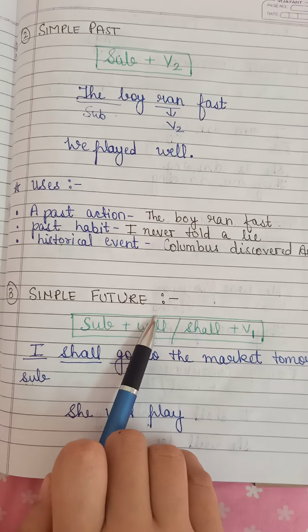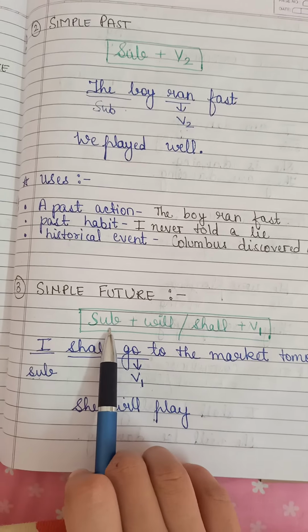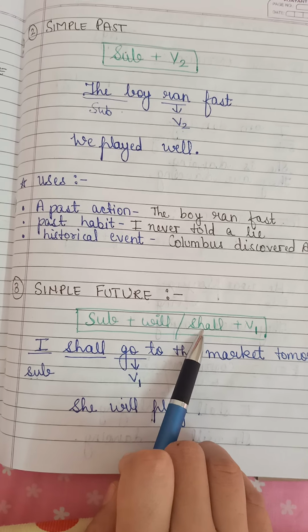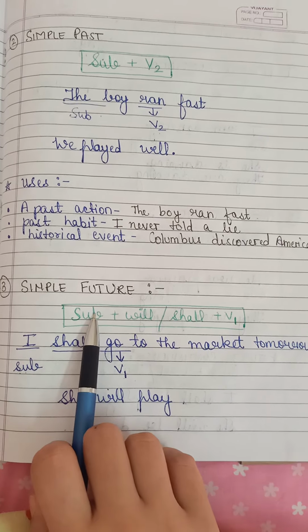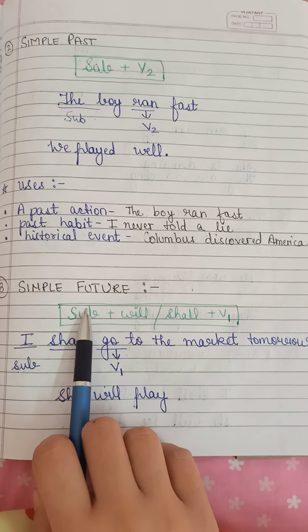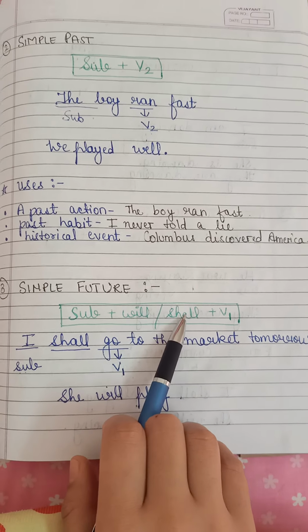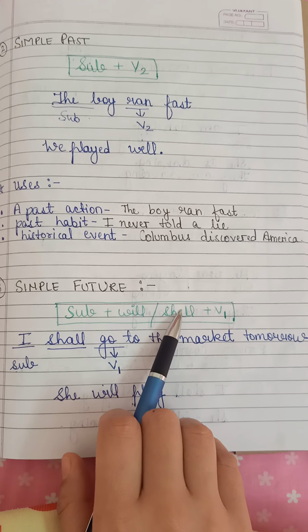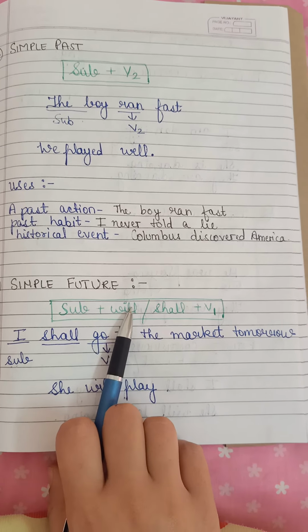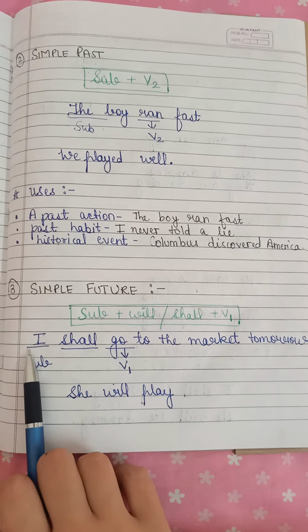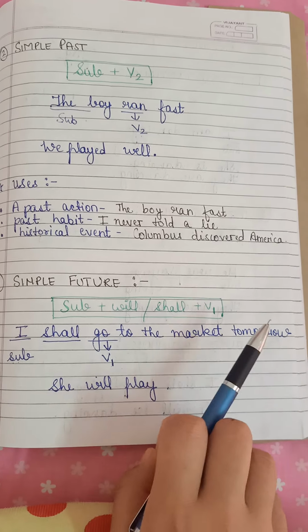Then we have the simple future tense. The rule for it is subject, will or shall, and verb in its first form. Now, one confusion that arises is when to use will and when to use shall. So my dear students, we use shall with the first person and will with the second and third person. For example, I shall go to the market tomorrow.